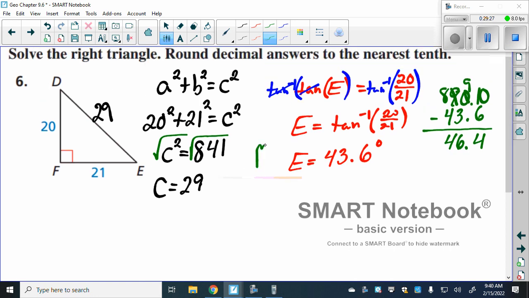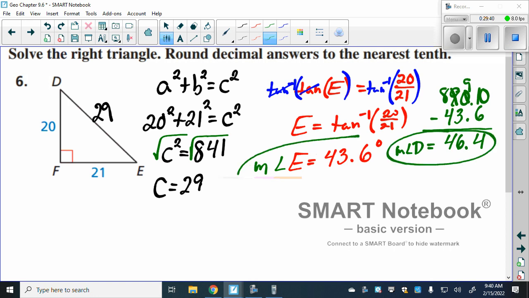So the measure of angle E is 43.6. The measure of angle D is 46.4. And the hypotenuse was 29. Questions on this here? Let's look at another one.